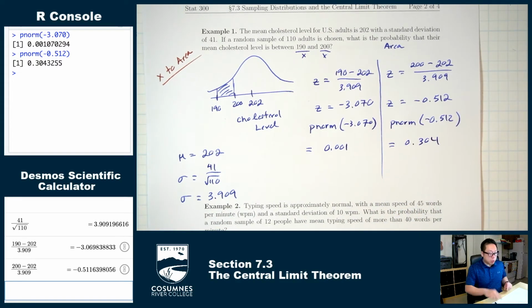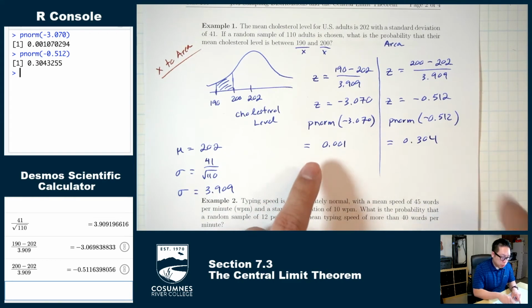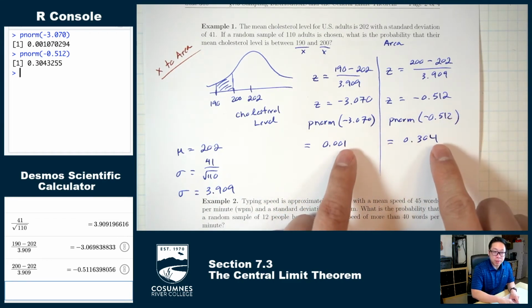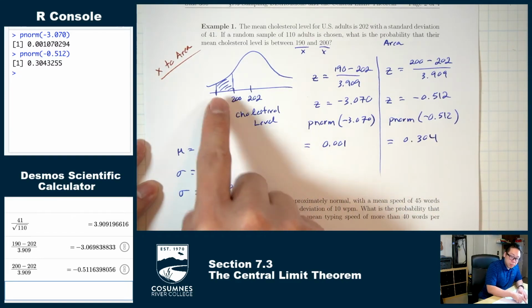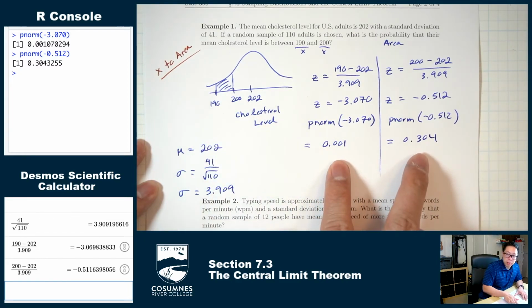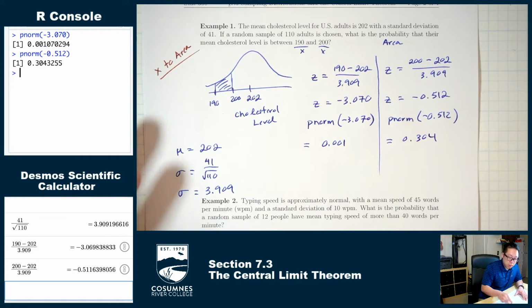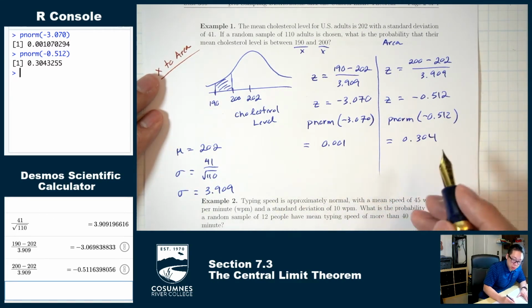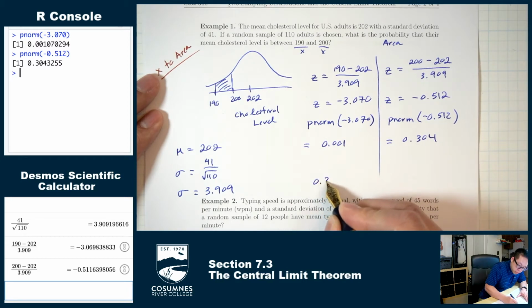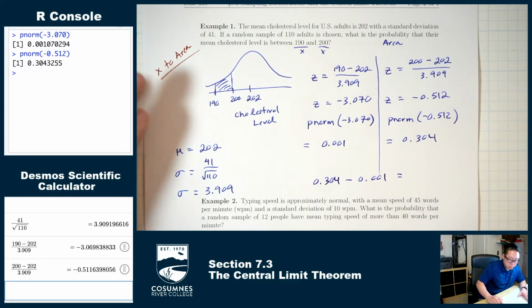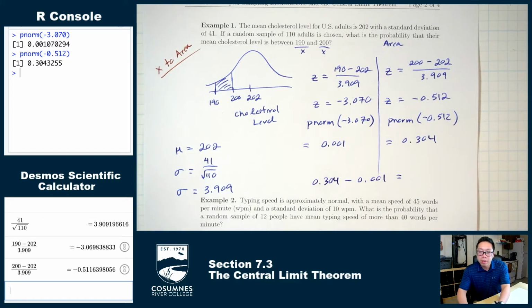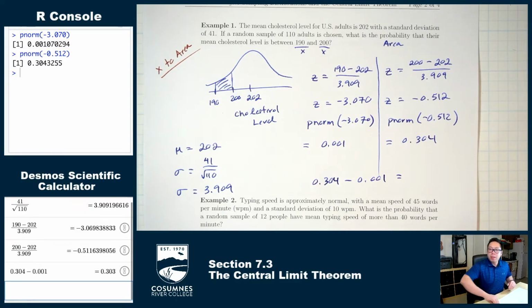Now the way p-norm works, remember, is p-norm takes a z, it spits out left area. So both of these are left areas. If I want the area between, what do you do with these two areas? Subtract. So we're going to go the bigger one minus the smaller one, so 0.304 minus 0.001. I know I don't need a calculator for this, but let's just use it for fun. 0.303.